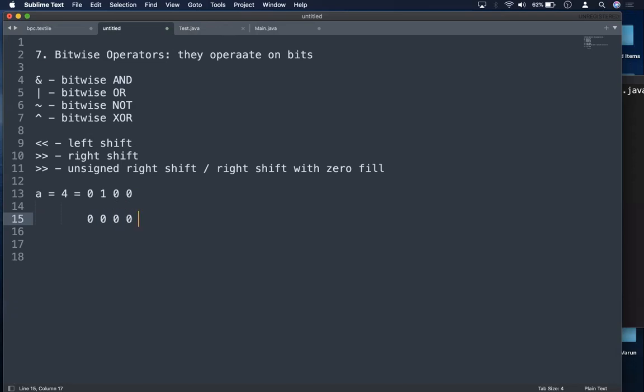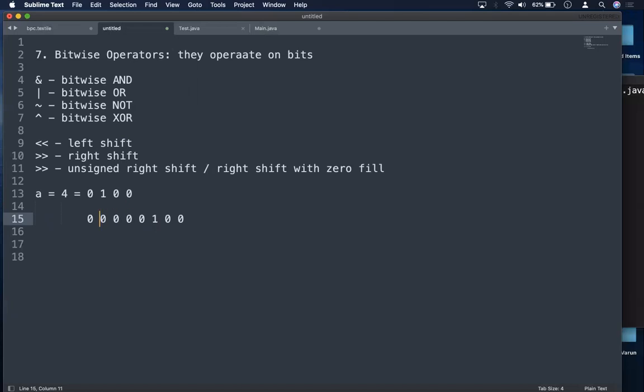As an example, I'm taking an 8-bit register so that we can represent bigger numbers. With 4 bits, we can represent only up to 2 power 4, that is 15, right? I want to represent some bigger numbers, so I require at least 8 bits. That's why I'm taking 8 bits. This is how 4 is represented in 8 bits.